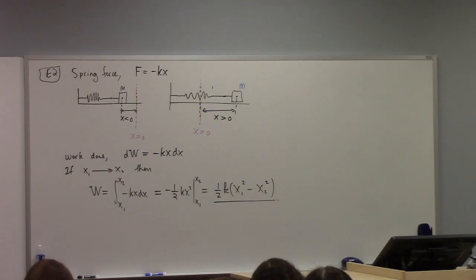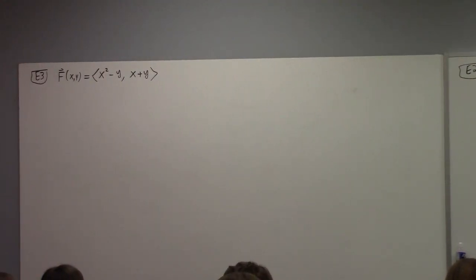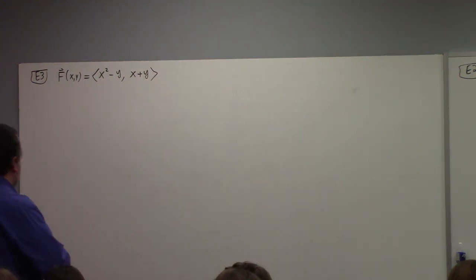I'm going to look at the force, which is variable, and the formula for it is going to be x squared minus y for the x component and x plus y for the y component. All right? What I want to do with this force is calculate the work done by this force along a path and then along a different path. But these paths are going to be related. So let me draw you a picture of the paths I have in mind before I do any more calculations at all.